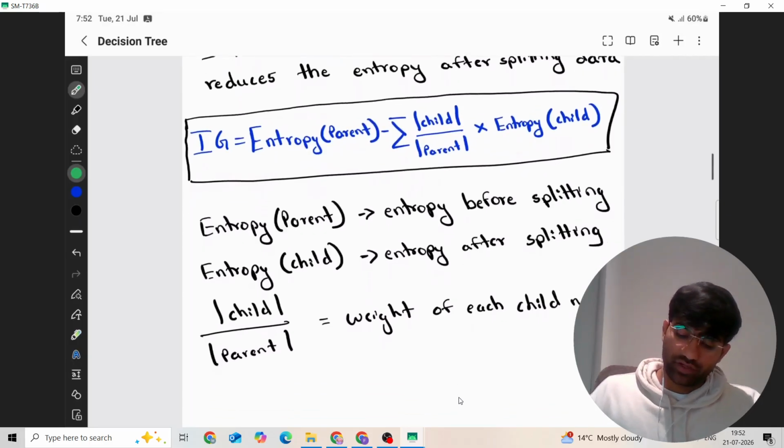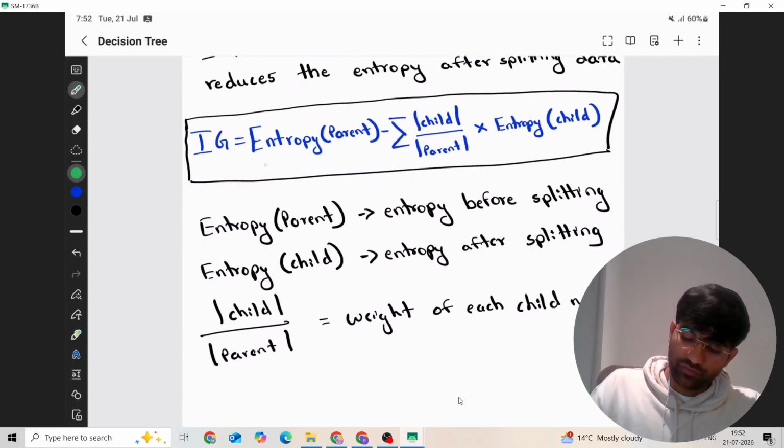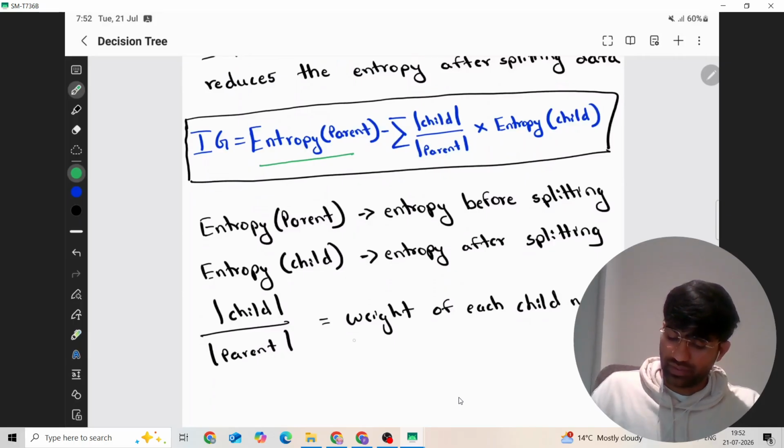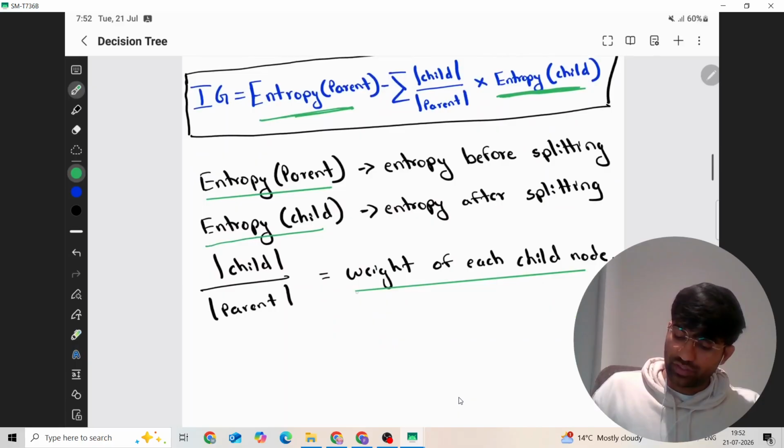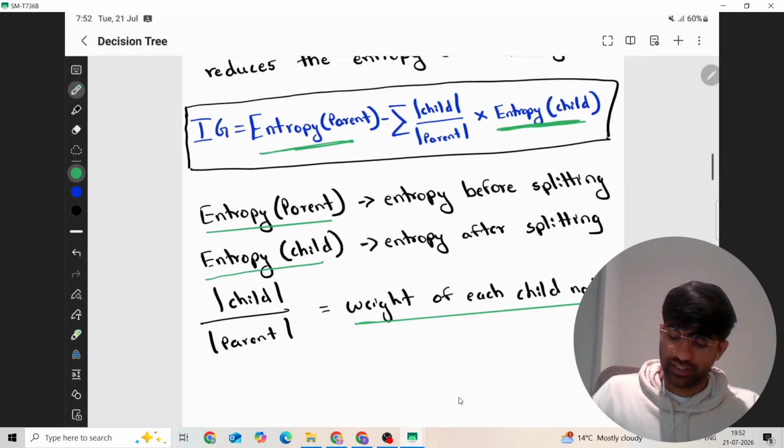So the formula for information gain is entropy of parent minus summation of weight of each child node into entropy of child node after splitting. That is entropy after splitting. This is entropy before splitting. Entropy before splitting and entropy after splitting, and this value is weight of each child node. This is the formula for information gain.